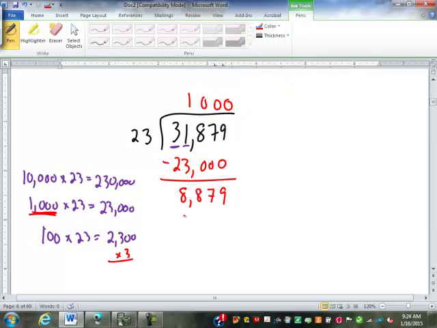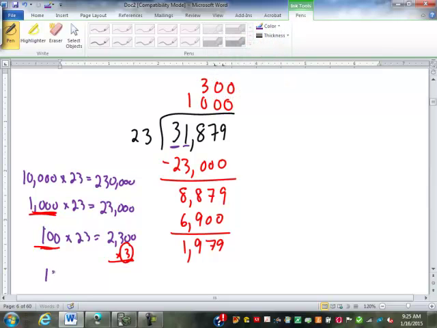2,300 times 3 is 6,900. Leaving me with 1,000. Oops, that's wrong. 1,979. Well, I didn't subtract 2,300 3 times. What I really did was I subtracted 100 23s 3 times. 100 times 3 is 300. I just subtracted 300 more 23s.